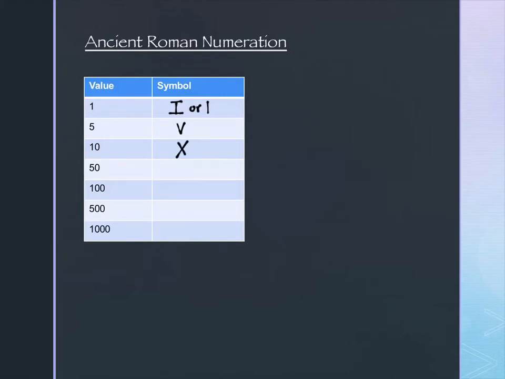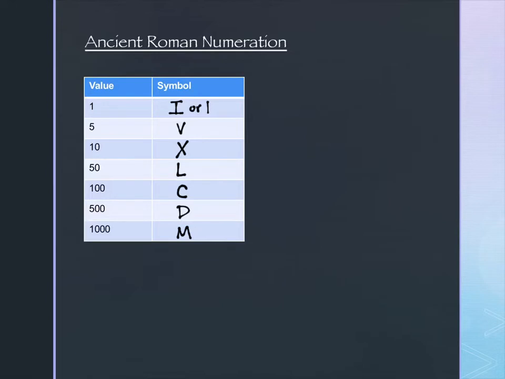What happens when you get to 50? L. That one's shown up fairly recently on Super Bowl stuff, so maybe you saw it there. What happens after that? Let's see, we have 100. It is C. We'll get to the M in a minute. 500 is D, which must mean that 1,000 is the M. Okay.